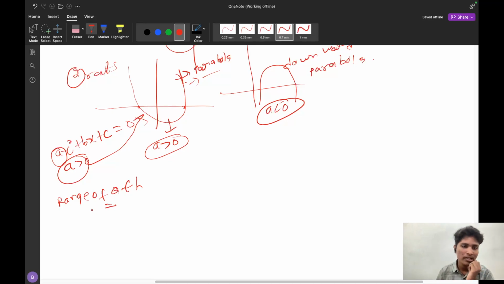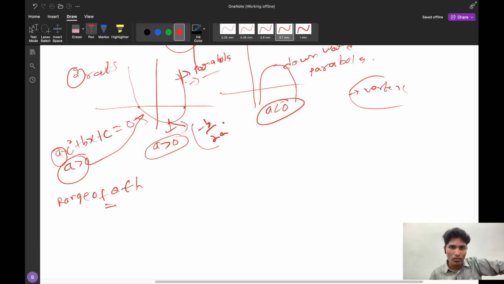What is the range of quadratic equations? What is a vertex? It is called the vertex, the lowest point in the quadratic equation. The lowest point is not only on the y-axis. It can be anything, but it is the tip of the curve. If it is a curve, this is called the tip or vertex. That vertex has the coordinate minus b by 2a and minus D by 4a. If we discuss the range, if a is greater than 0, the lowest point is minus D by 4a.